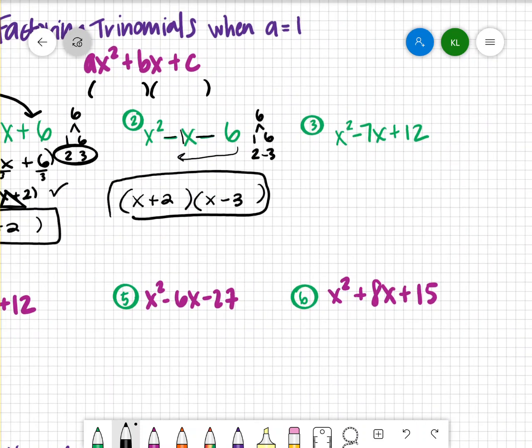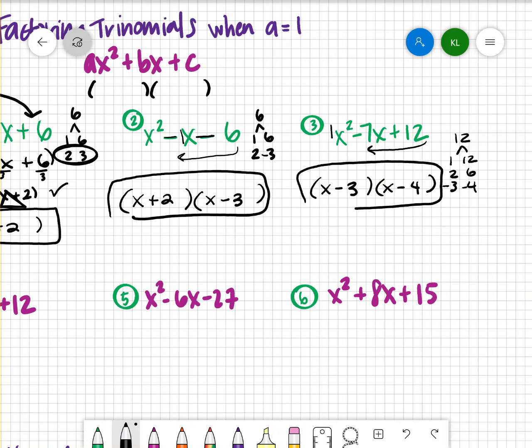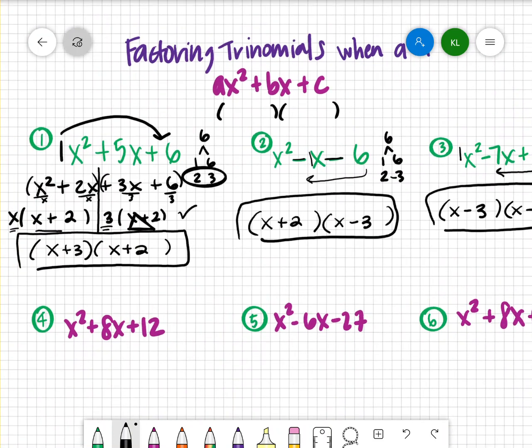Let's look at number 3. Again, my a value is 1. So I'm going to look at my c value and find factors of c. I'm going to read this backwards that add to give me negative 7. So if I'm adding to get a negative 7, that means that both of these are going to have to be the same sign. So negative 3 and negative 4. Because my a value is 1, I know I need x's here for x times x to be x squared. So my factored form I should say, is x minus 3, x minus 4.